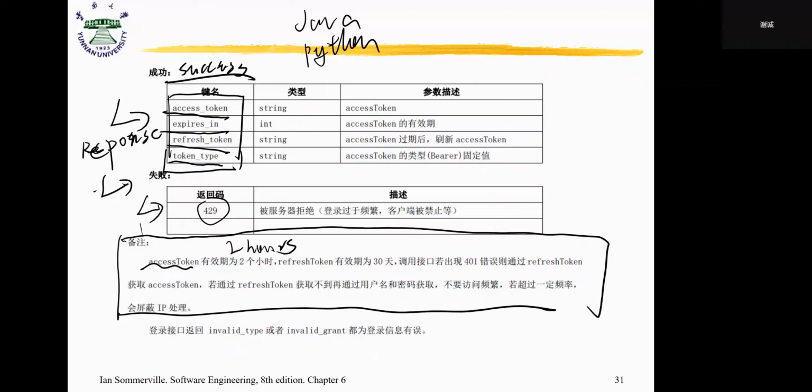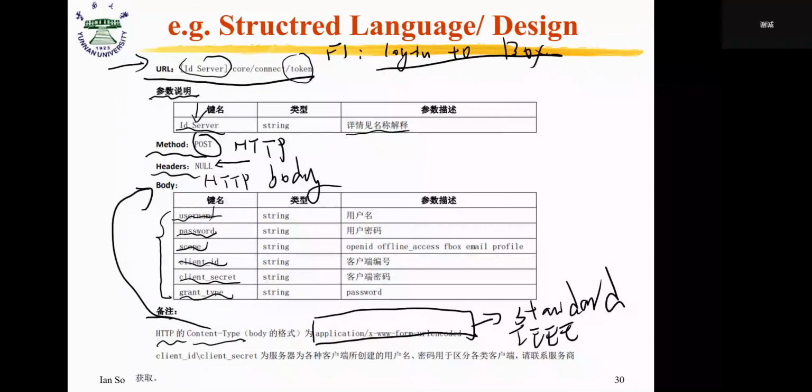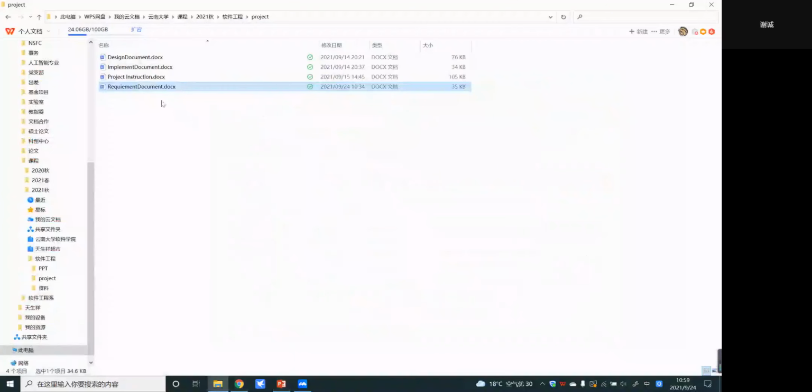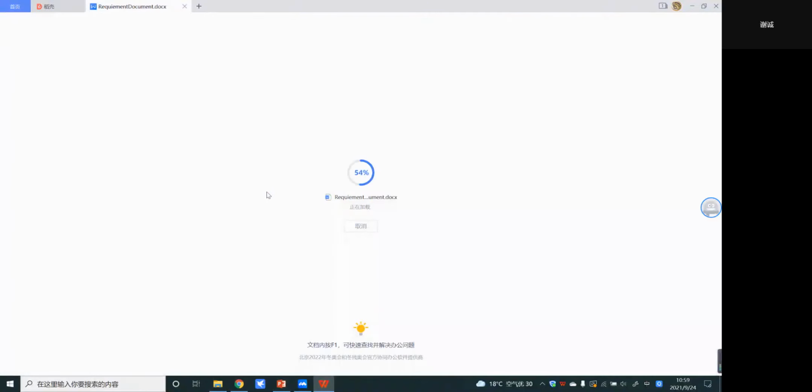Okay, no questions for system structured language? Let me open the requirement document again.